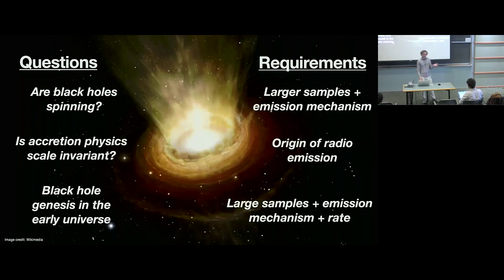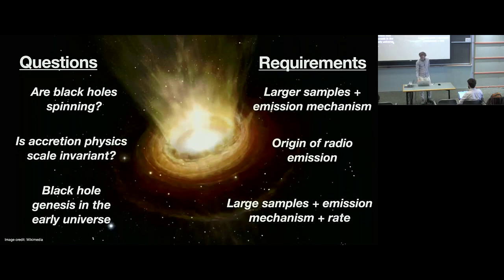And for this scale invariant model of accretion and using radio and X-ray observations, we really need to understand where the radio is coming from in the first place, like we heard in the first days already. And finally, this question about black hole genesis, we need everything. We need large samples, we need to understand the emission mechanism, and we need to know also the rate of TDEs as a function of mass. We need to have a prediction of this. And so I think looking at this slide on the right, you see emission mechanism appear 3 times. So let's focus on that for the rest of the talk.